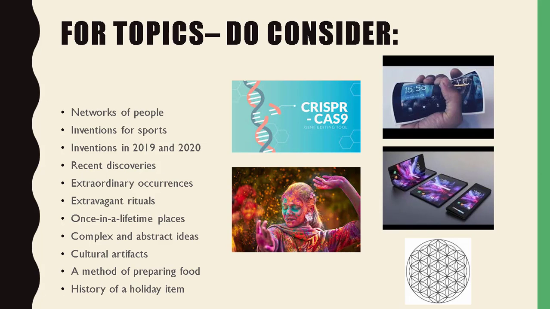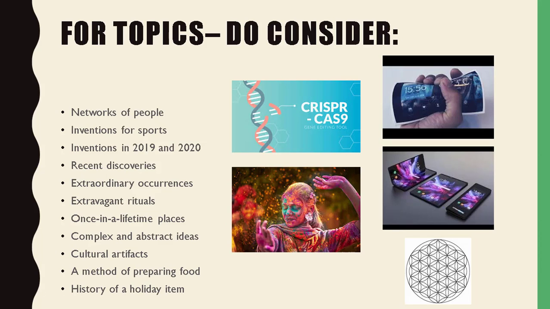Here's a list of ideas that you can use for your informative speech. First, networks of people, such as anonymous or even secret societies, make for interesting speech topics. You can look to inventions for sports, such as new helmets or new mouth guards. Inventions in 2019 and 2020 will make for an interesting speech topic. Recent discoveries, extraordinary occurrences such as aurora borealis, extravagant rituals such as the Festival of Colors.